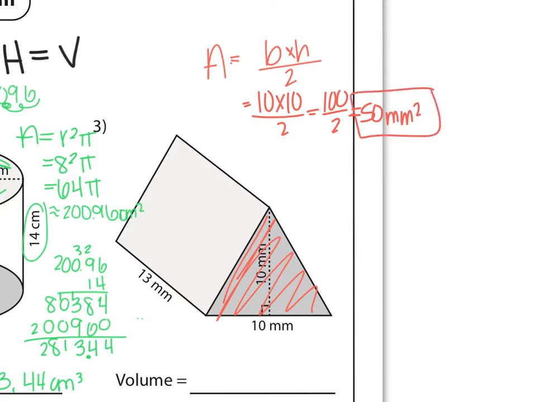And I just multiply 50 by the height of my prism. So it's going to be 50 times 13. 3 times 0 is 0, 3 times 5 is 15. Then 1 times 0 is 0, and 1 times 5 is 5. So it becomes 650 millimeters cubed for my volume.